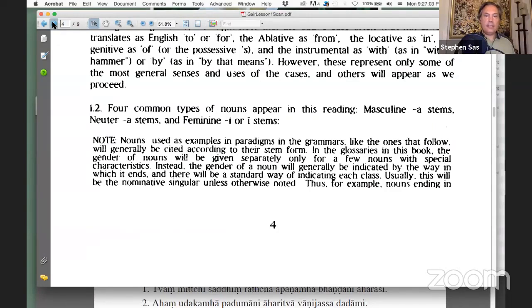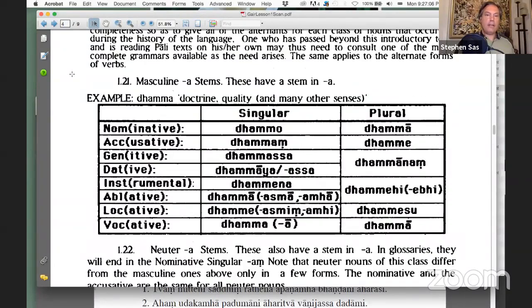And so I can say, when I first encountered this book, I thought, wow, things are getting real now. And so we have our full paradigm of the masculine short A. So this is kind of not new for you. It's kind of like old hat. You're used to this already. You've seen it for a while. Our word here is the Dhamma, kind of a good word to know. The doctrine, the quality, and many other senses.